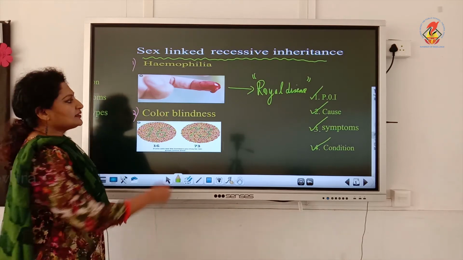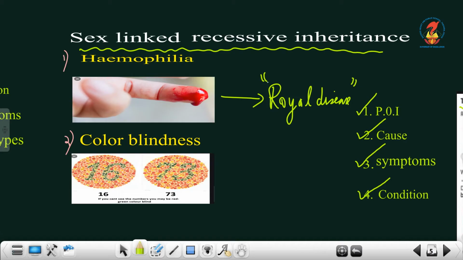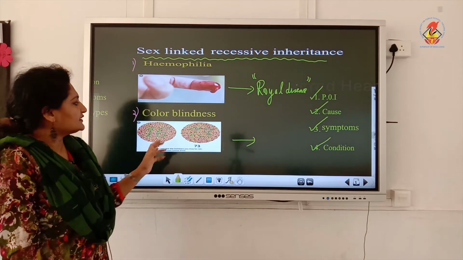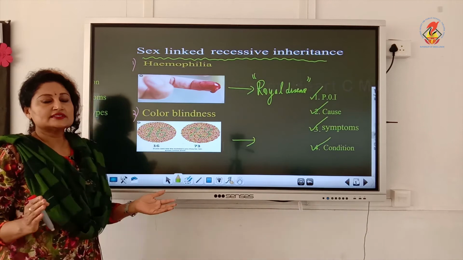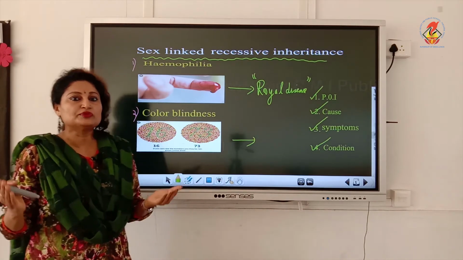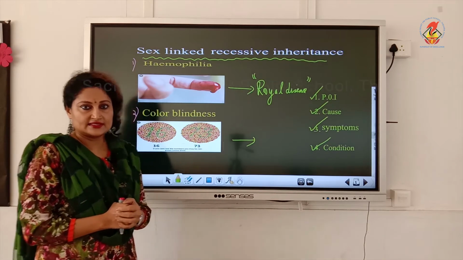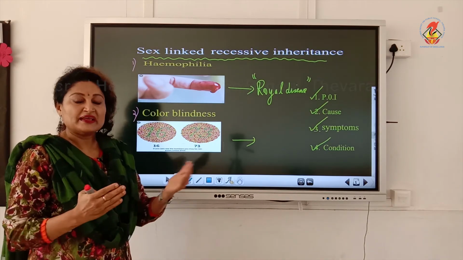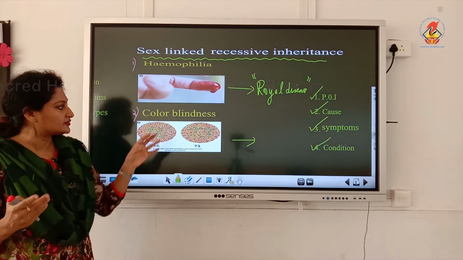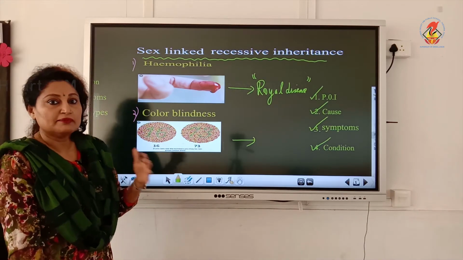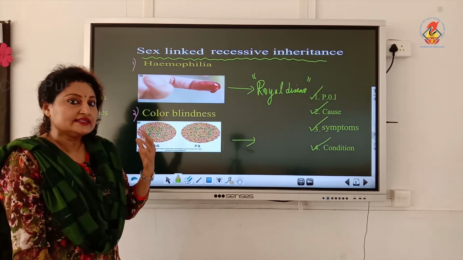Now, coming to color blindness. Color blindness also, everything is the same. Pattern, I am repeating, pattern of inheritance, sex-linked inheritance. The cause is point mutation. Third, the symptom here is, as the name suggests, the person is unable to distinguish between red and green colors. There are different types of color blindness. Red and green, the basic or the primary colors. But in your text it is mentioned the inability to distinguish between red and green colors.